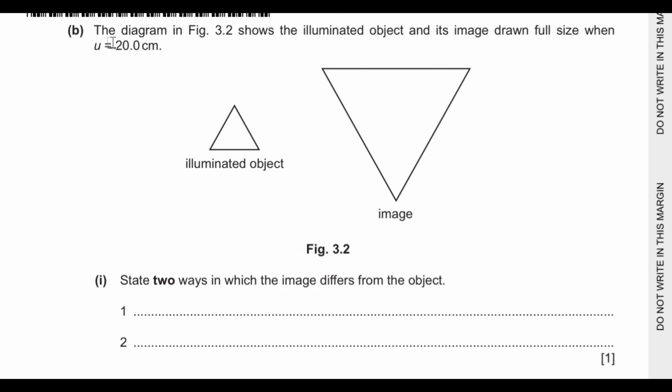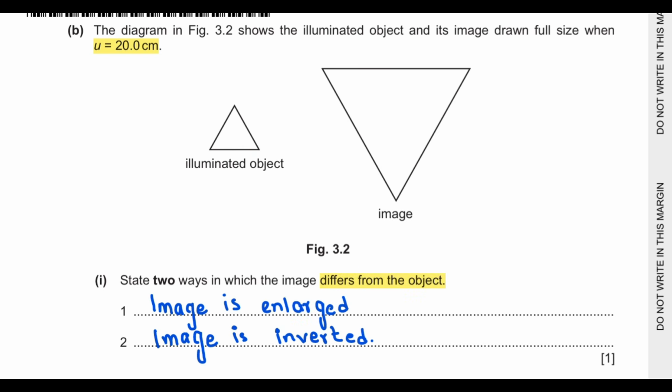Now B part says the diagram in figure 3.1 shows the illuminated object and the image drawn full size when U is 20 centimeter. This is the object and this other triangle is the image. Show two ways in which the image differs from the object. The difference is very clear. The image is enlarged and the image is inverted.